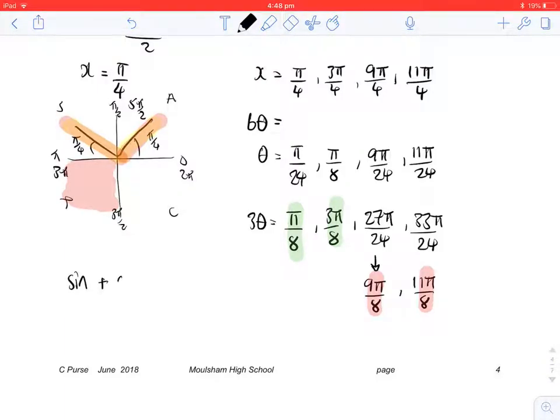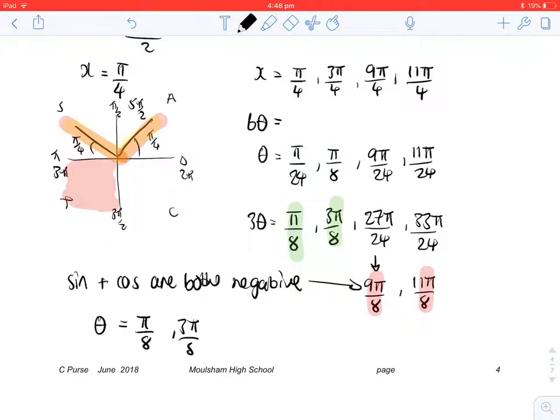Sine and cos are both negative for these. So your values for theta, the only ones you can include are pi over 8 and 3 pi over 8.